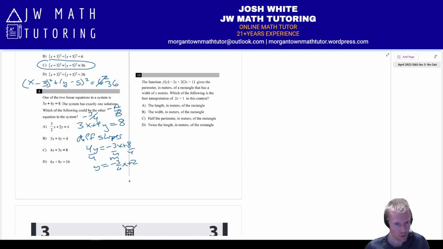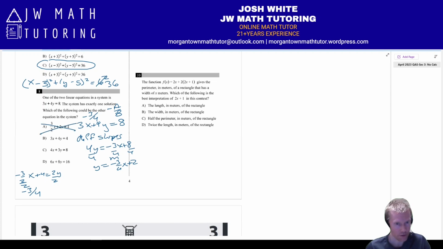For the first one, if you rearrange it, you get negative 3/2 x plus 4 equals 2y. Then when you divide by 2, you get negative 3/2 divided by 2, and that becomes negative 3/4. You can do the fraction division sideways if you're not confident of that, but this one has the same slope. Therefore, it will not have one solution. It will either be no solution if the lines are parallel, or infinite solutions if it's actually the same equation as the original one. So we get rid of that.